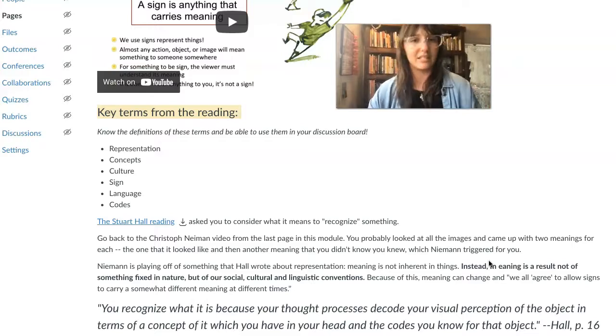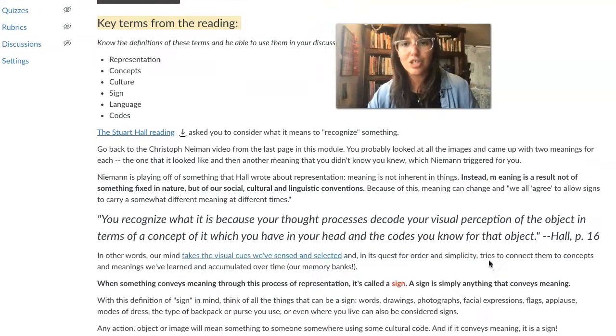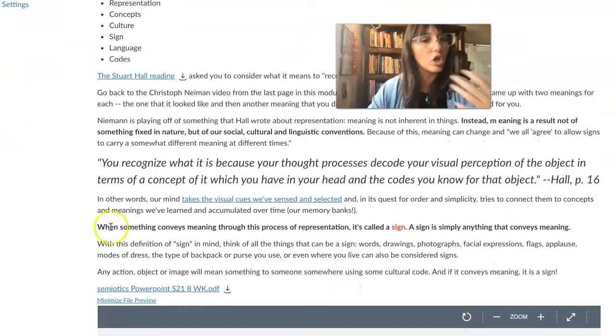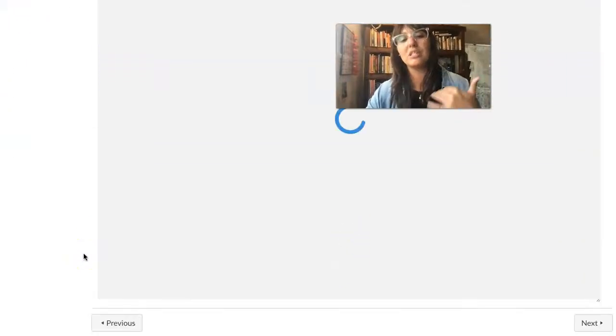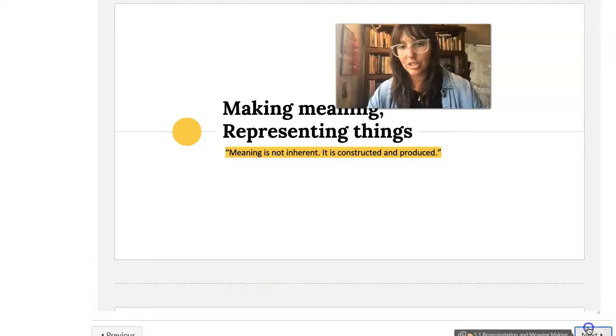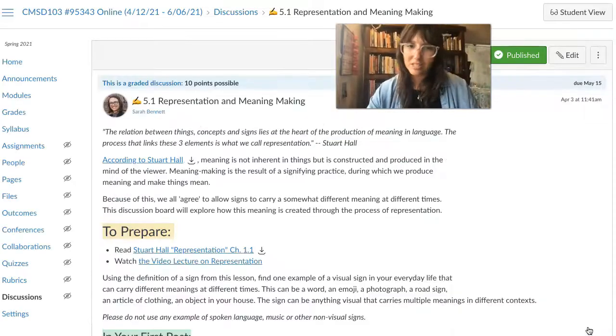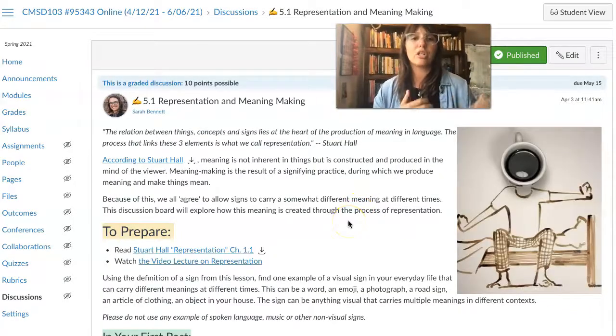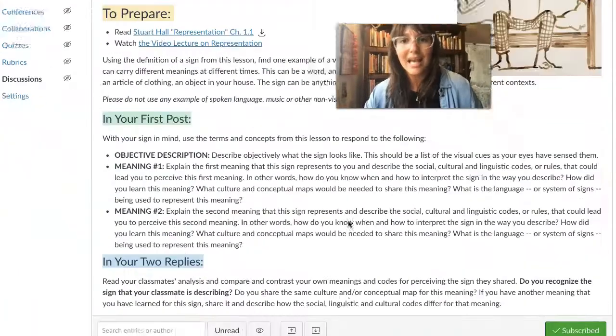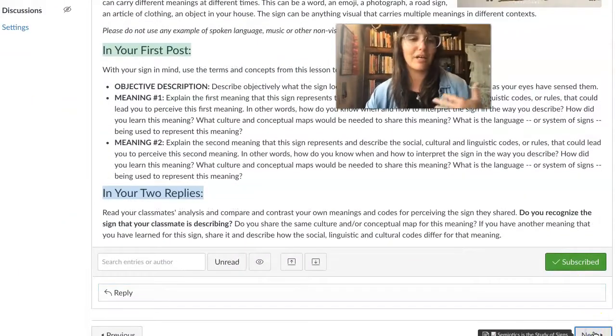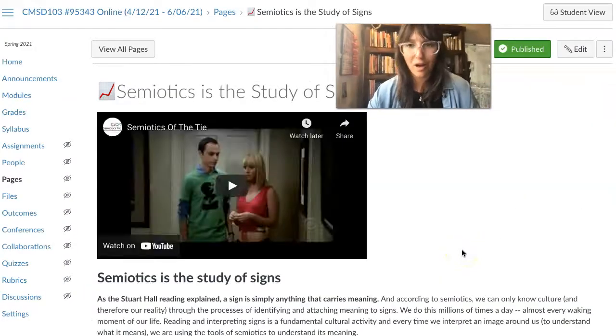We will be very much building on top of perception, and we will be using this idea of representation and signs and meaning making and culture and codes for the rest of the semester. So that's why I'm giving us a full week on this. Once you watch the video lecture and complete the reading, you'll do this discussion board where you will analyze a sign from your life that has different meanings at different times. And then, using the terms from the module or from the reading, you'll understand why.